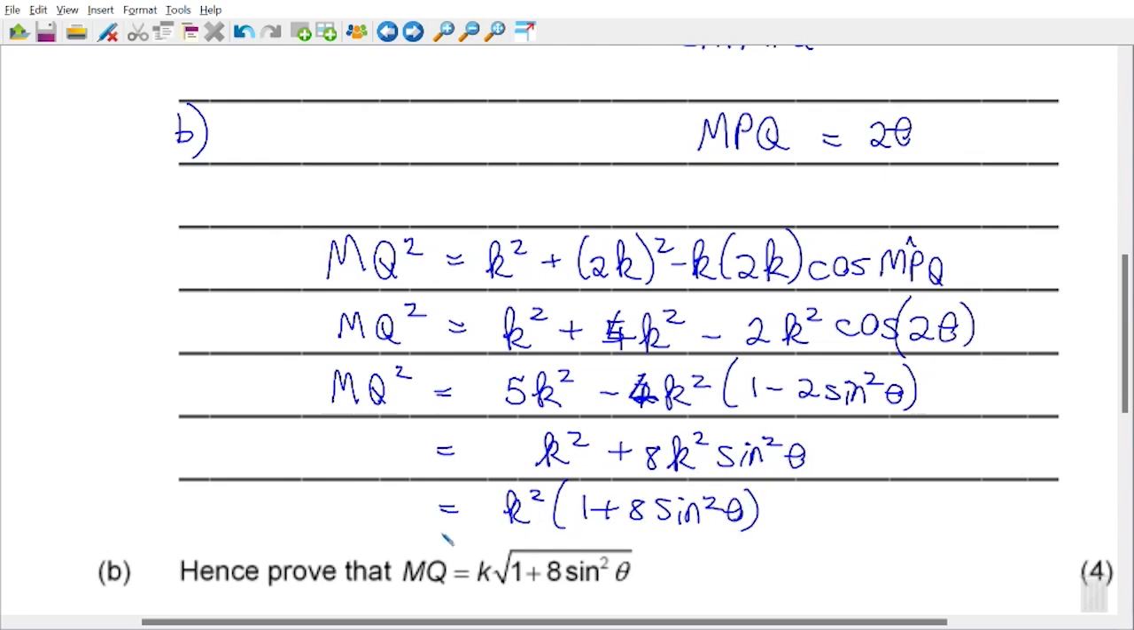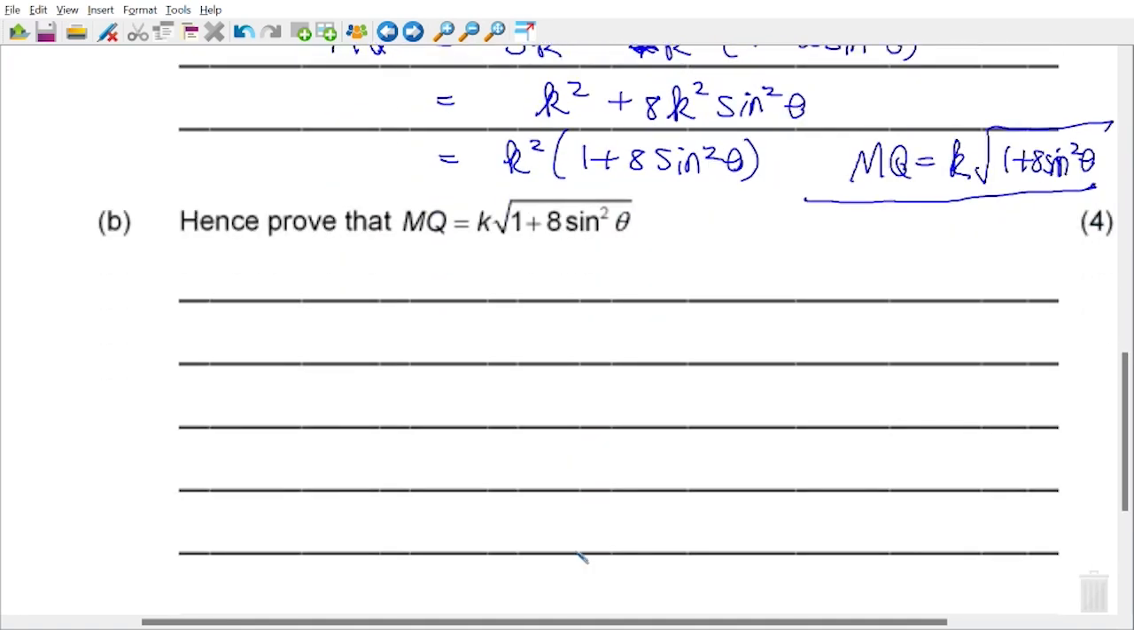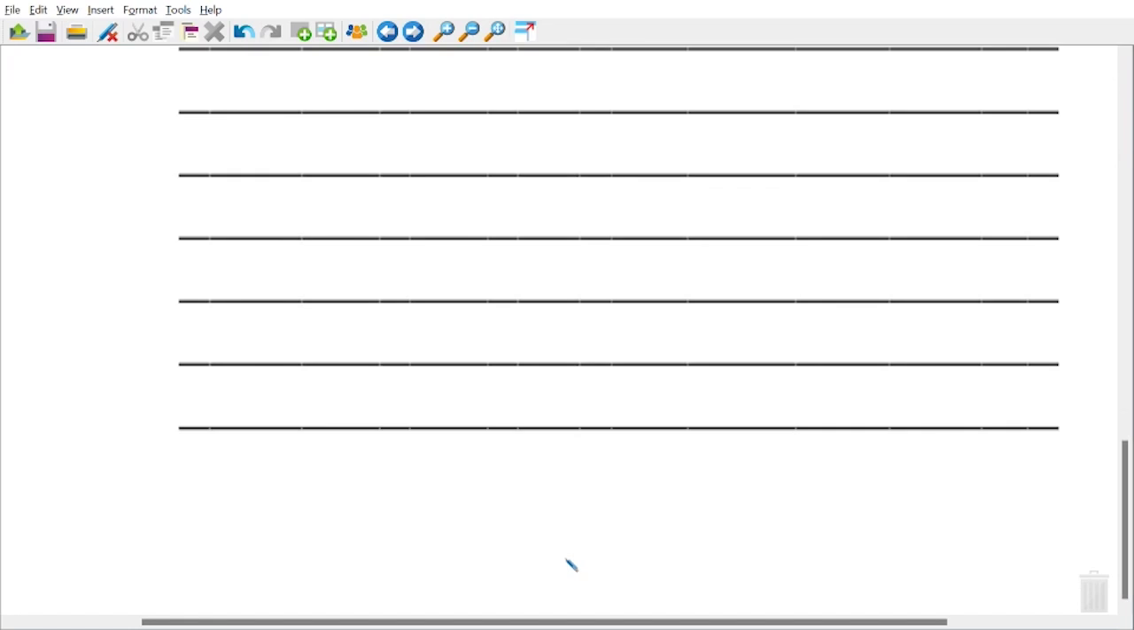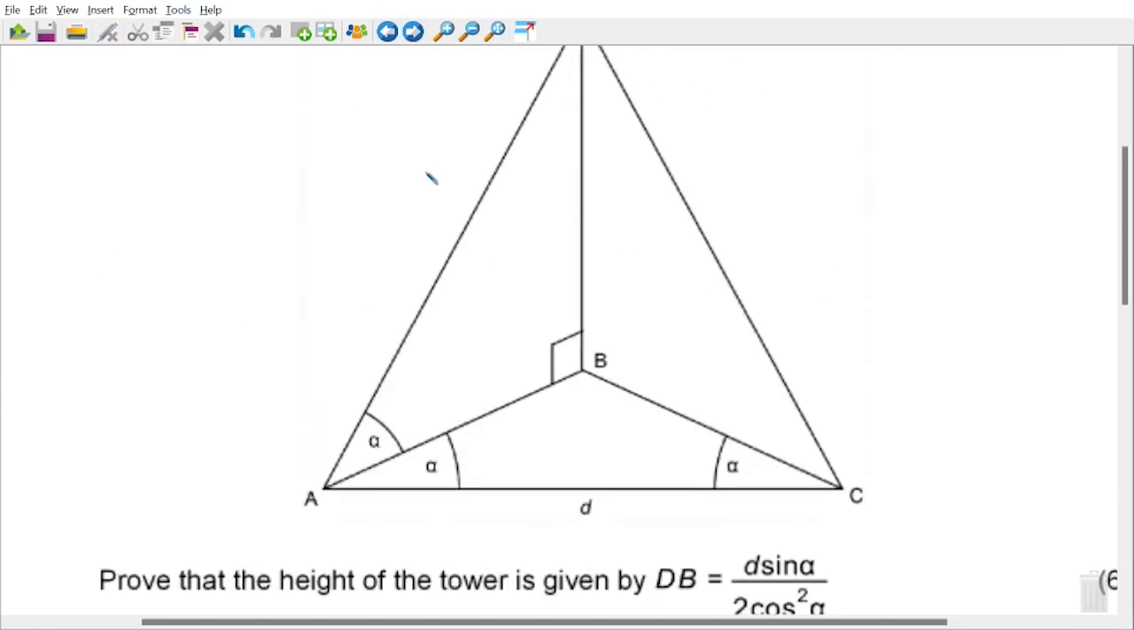And this is not MQ, it's MQ squared. So the last thing I'm going to do is square root both sides. The 1 plus 8 sine squared theta is going to stay under the root sign, and the k squared is going to come outside the root sign and just become k. And there we have it. Not easy, but not too bad if one's done lots of practice and if one's learned one's rules and identities. Okay, then the last question in the trigonometry is this one.